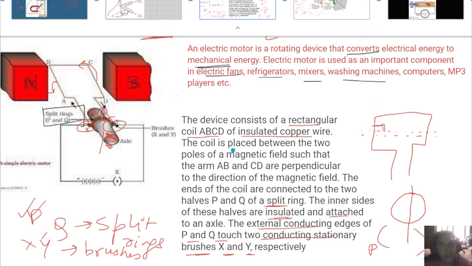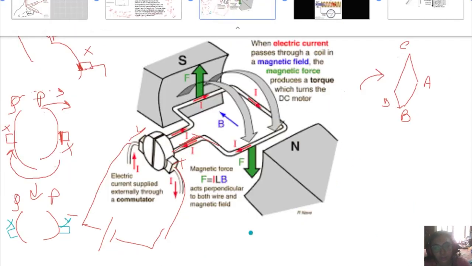So what we have understood here is that the usage of the split rings and the brushes is to alternate the current when the coil has moved halfway. So the coil will never complete a full circle. Okay, so the coil will always be like this. It will always move like this.